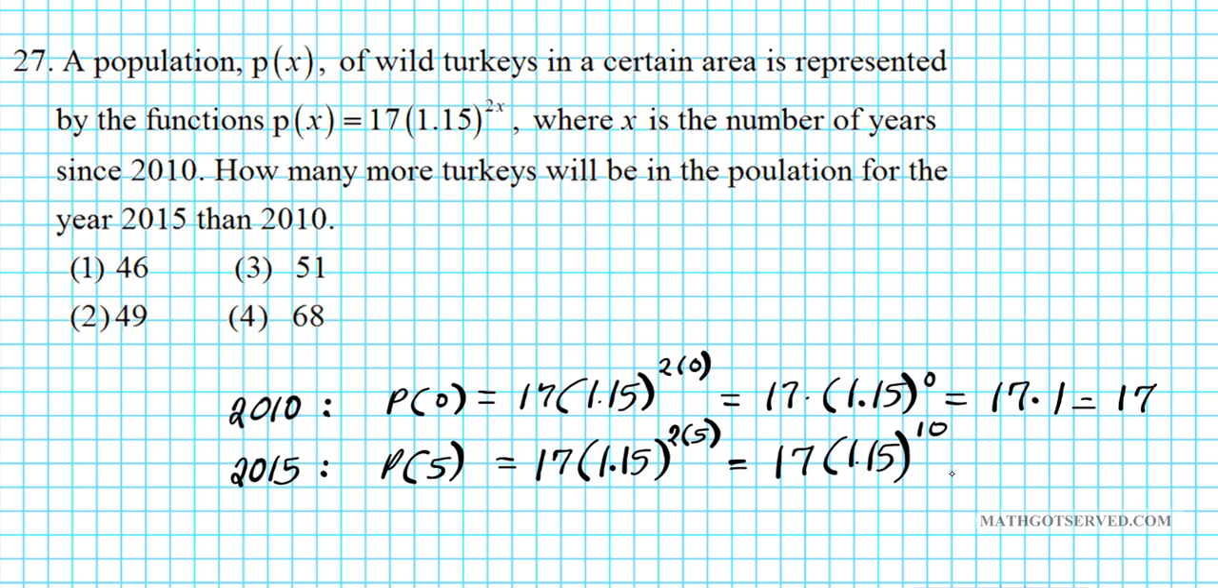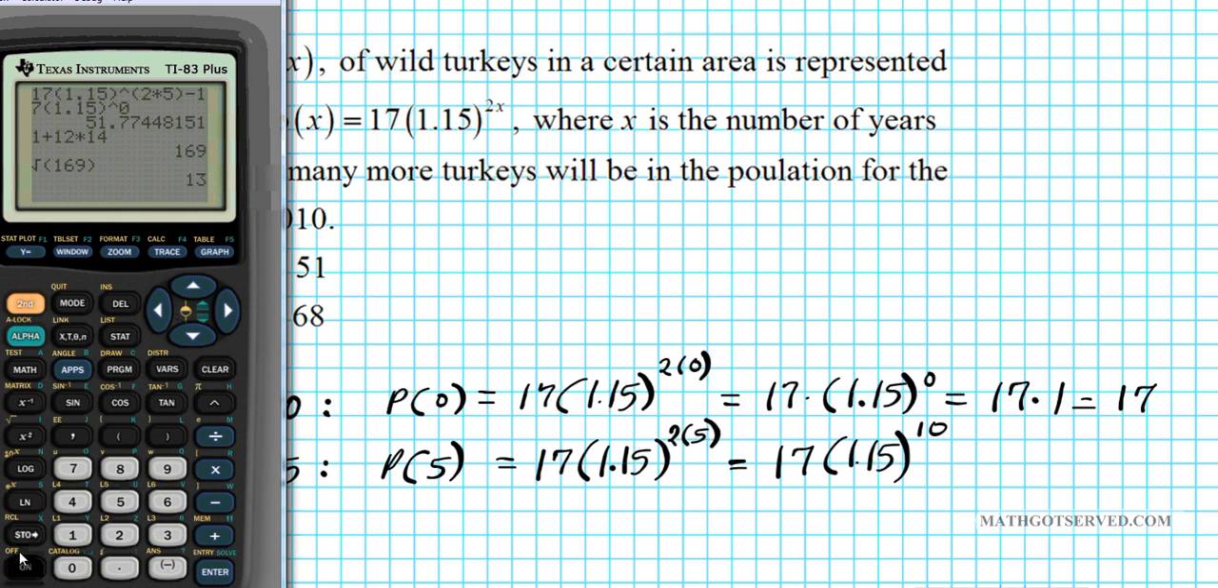Well, we can have our calculator do the heavy lifting here. So let's go ahead and compute the difference. So for 2015 it is 17 times 1.15 raised to the 10th power minus 2010, which is simply 17, right? 17, and your answer is 51.7745, okay?